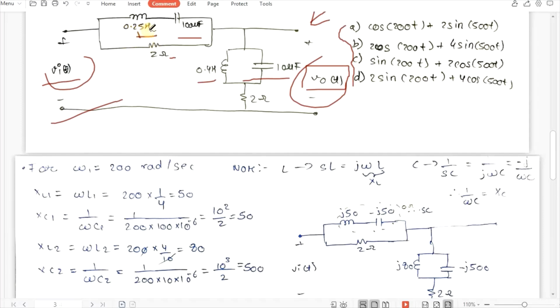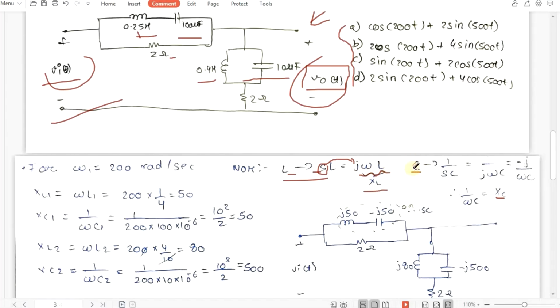So L will be converted into SL, and C will be converted into 1 by SC. Then we have to get the reactance. For an inductor the reactance is XL, for a capacitor the reactance is XC. As we convert L to SL, we then substitute S with j omega, so it will be j omega L. So this is our XL, and XL is basically omega L.